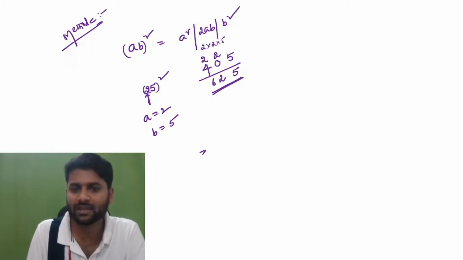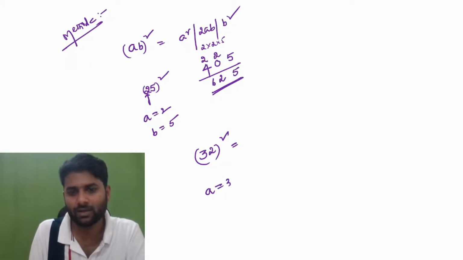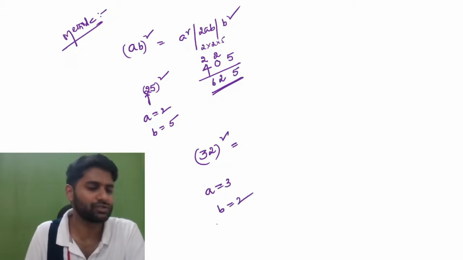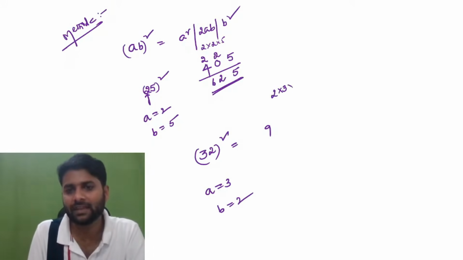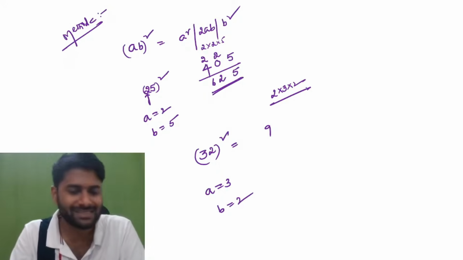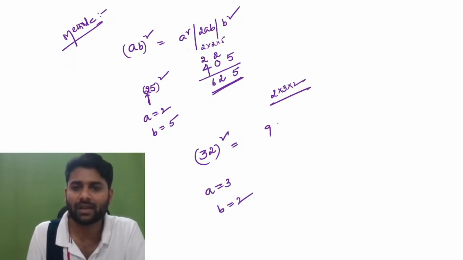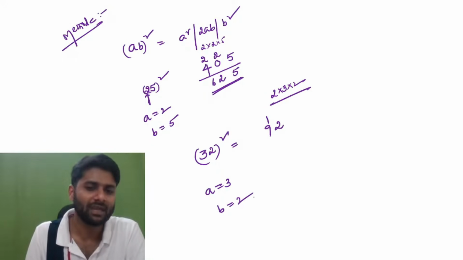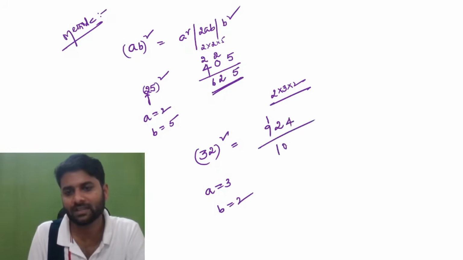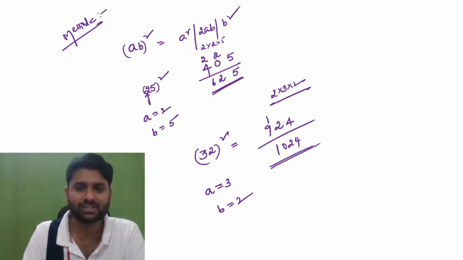Okay, let me help you out with another question. 32 square. Here a is equal to 3, b is equal to 2. Now 3 square is equal to 9. 2ab: 2 into 3 into 2. So 3 into 2 is 6, 6 into 2 is 12. So write down 2, 1 is carryover. And finally 2 square is equal to 4. There is no carryover here. Then the final resultant is 1024. Don't worry, we will learn a few more.